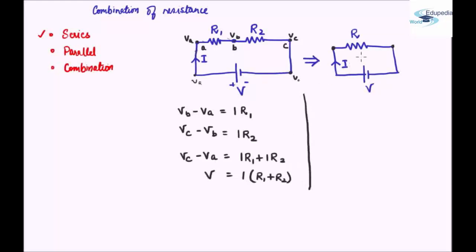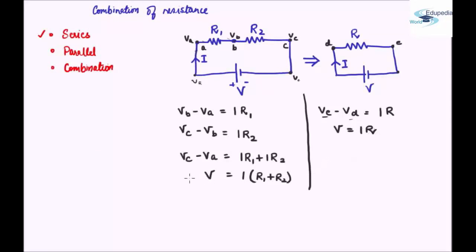Now I want to replace it with this circuit, and let's say these points are D and E, just not to confuse with these points. So VE minus VD can be written as I times R, similar to what we have done here, but just replacing the resistance with R, that is the equivalent resistance. And we know that VE minus VD is this difference, that is the terminal voltage. Therefore this turns out to be V is equal to I times R.